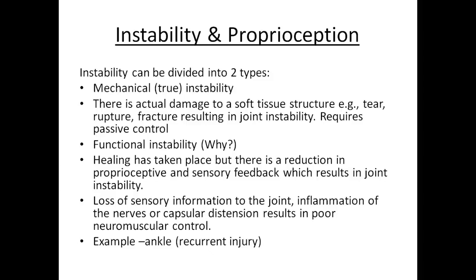And then we've got functional instability. Healing is taking place, but there's a reduction in proprioception sensory feedback, which results in joint instability. This includes loss of sensory information about the joint because of inflammation of the nerves or capsular distension, and these all result in poor neuromuscular control. And we use recurrent ankle sprain as a classic example.